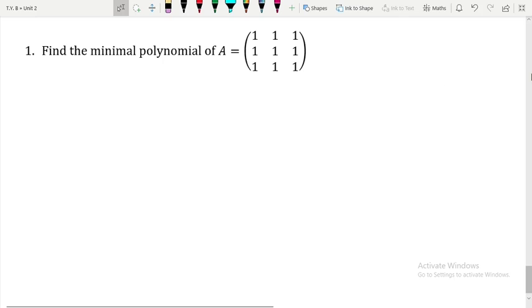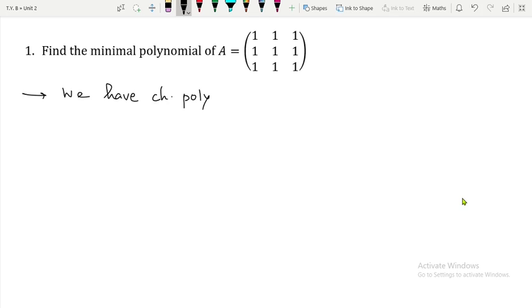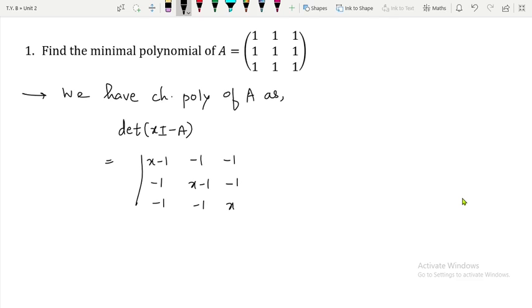Okay, so now we'll move towards the next example. We have to find the minimal polynomial of this matrix A. So first of all I'll find the characteristic polynomial. We have the characteristic polynomial of A as the determinant of xI minus A, which is equal to the determinant of x minus 1, minus 1, minus 1; minus 1, x minus 1, minus 1; minus 1, minus 1 and x minus 1. And if you solve this determinant, I will directly write down the answer. It comes out to be x minus 3 multiplied by x square. So the calculation part I leave to you, that can be done.